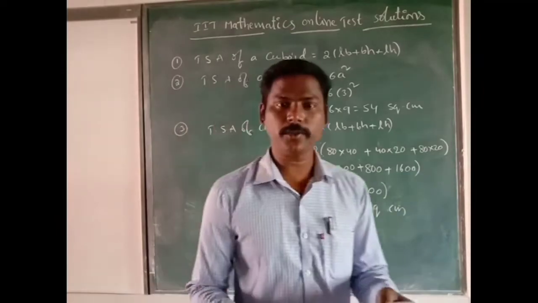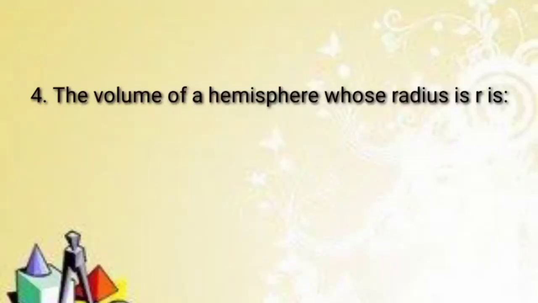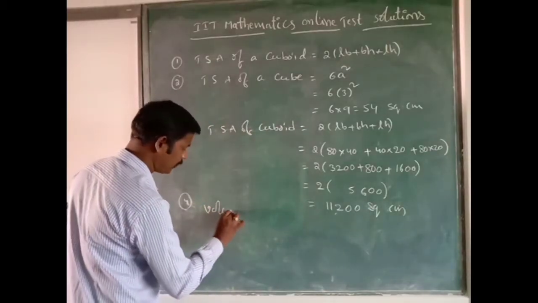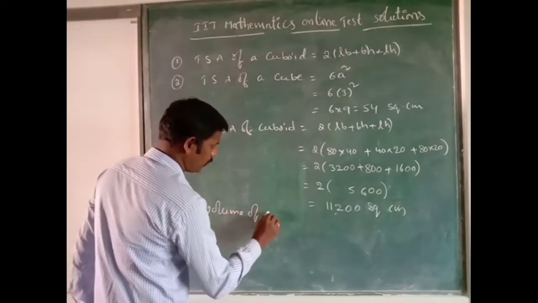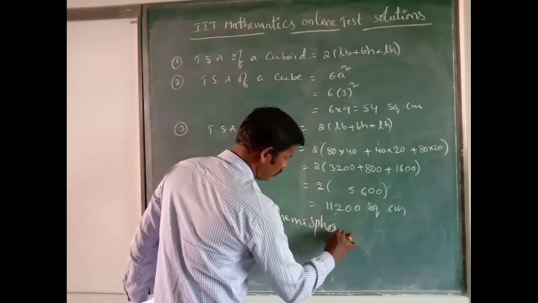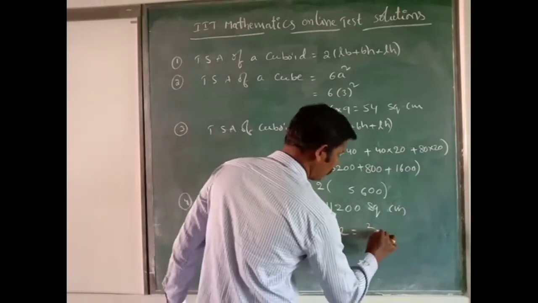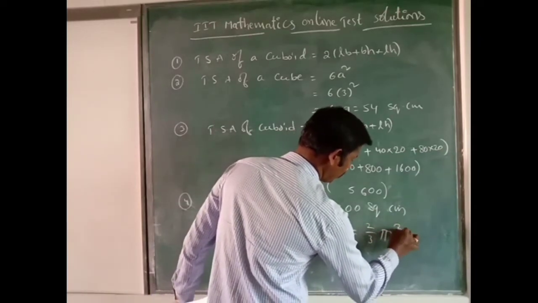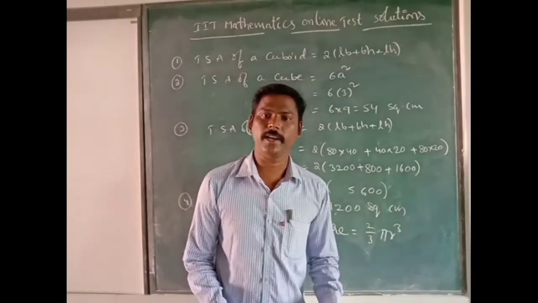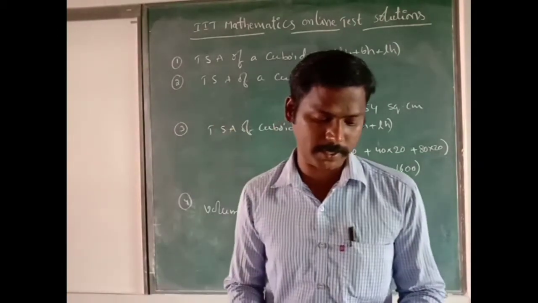If you look at the fourth question, what is the fourth question given, children? So look at the fourth question. The volume of a hemisphere whose radius is r. Volume of hemisphere, direct formula. Volume of a hemisphere, what is the formula? Volume of hemisphere is 2 by 3 pi r cube. 2 by 3 pi r cube. Understood, children?